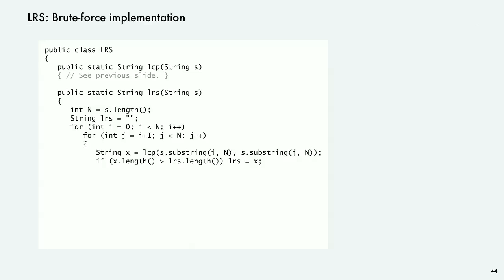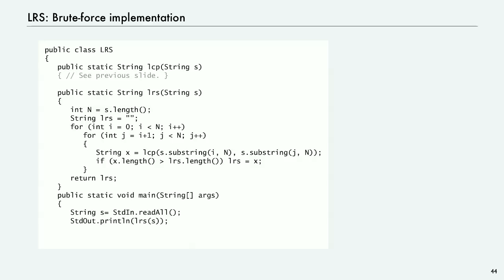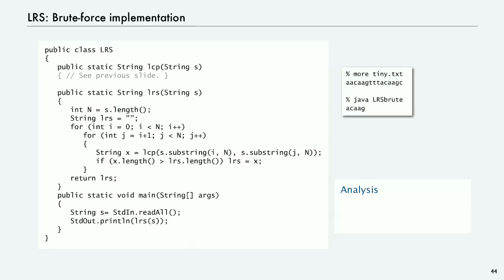So we're trying all pairs of positions in the string to see the length of the longest common prefix starting at those positions, and those are subsequences of the real string. A straightforward method: try all possibilities. That certainly works for our simple example. I call it LRS brute just to distinguish it from later methods.